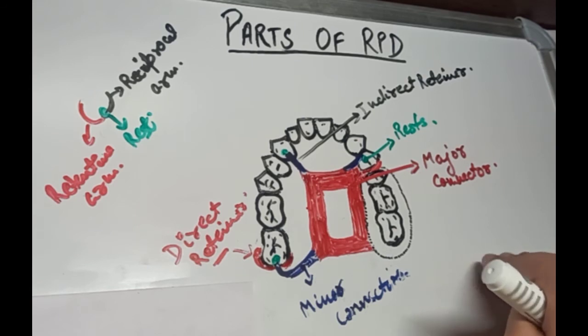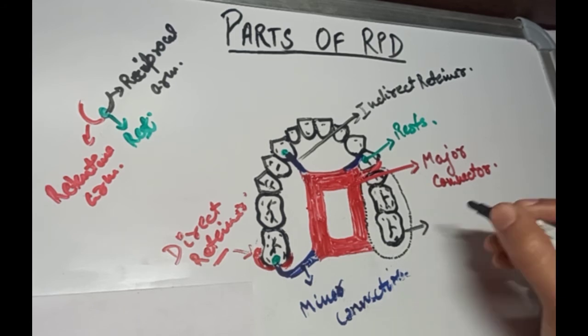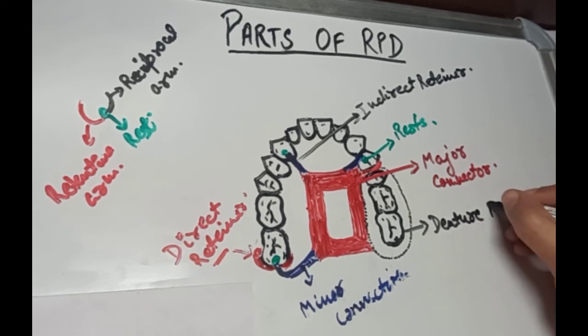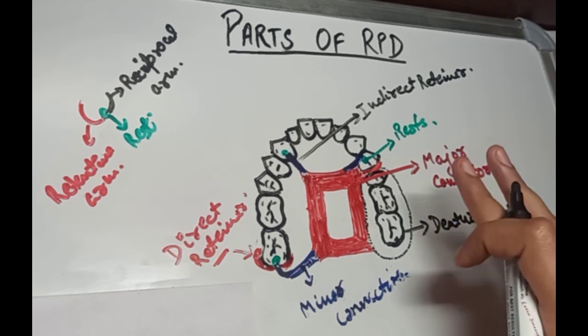So now let's see the last component of the cast partial denture. That is our denture base and the artificial teeth. So this is our denture base and the artificial teeth. The denture base is made up of acrylic resin and helps to distribute the forces acting on the denture on the entire residual ridge.